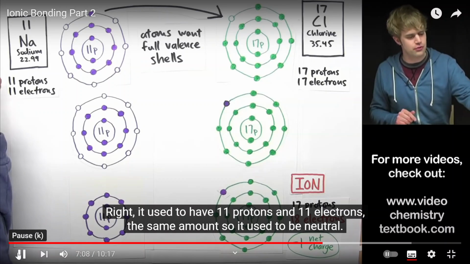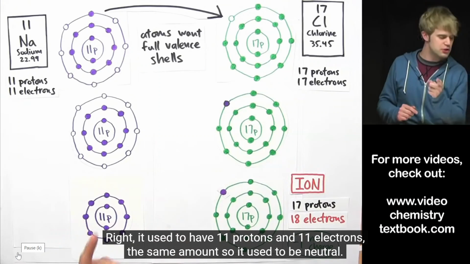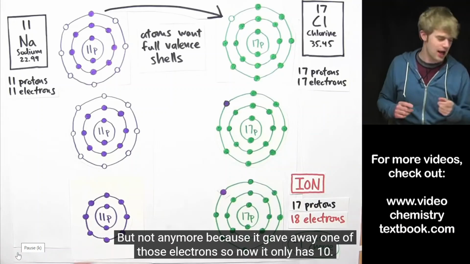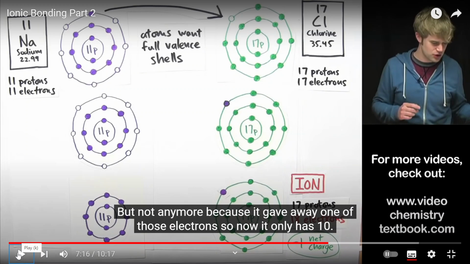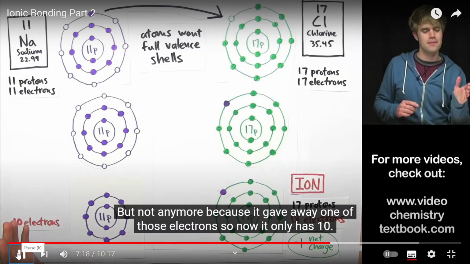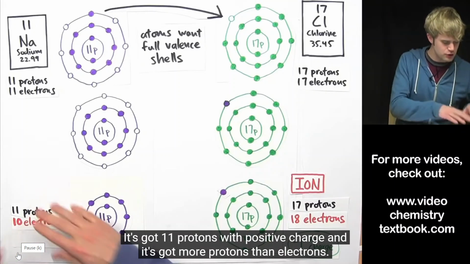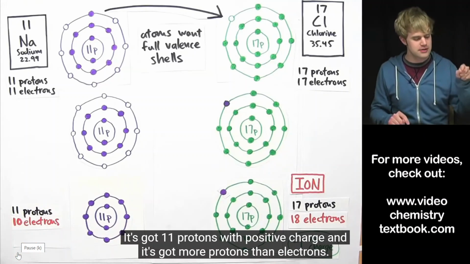Have 11 protons and 11 electrons, the same amount, so it used to be neutral. But not anymore, because it gave away one of those electrons. So how many does it have now if it gave away one? 10. So now it only has 10, but it's still got the same number of protons. It's got 11 protons with positive charge.